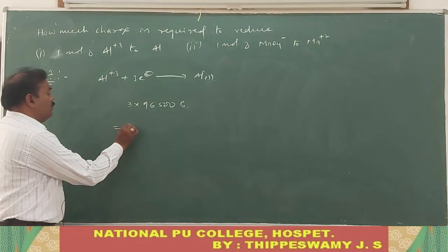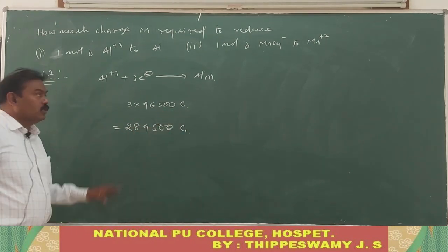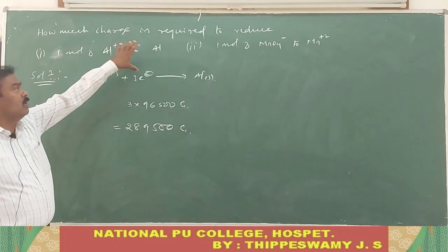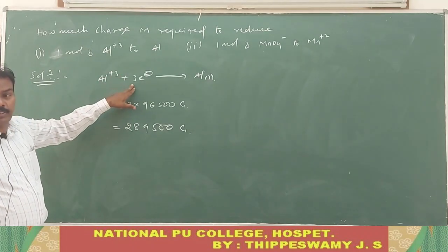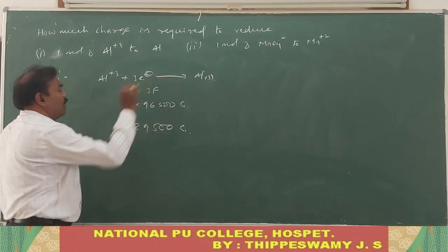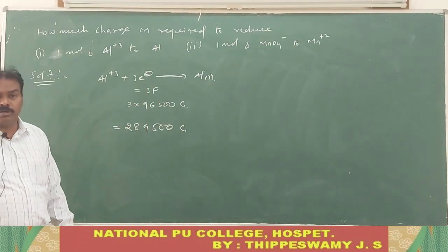This will be equal to 289,500 coulombs. So this is the first one. In order to reduce 1 mole of aluminum into aluminum atom, how much electricity is required? 3 moles of electrons. We can take now 3 Faraday. So this is nothing but what now? That 3 Faraday only. 3 Faraday means 3 into 96,500, or 289,500 coulombs.